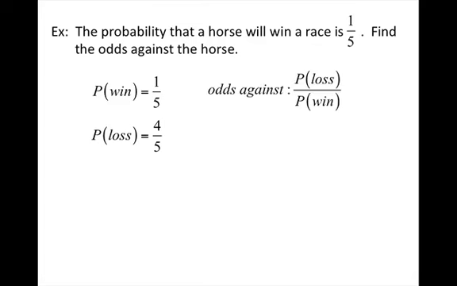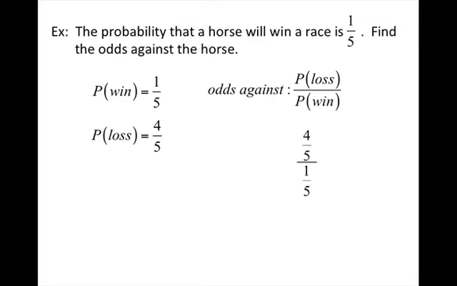Well, in the next example, the probability that a horse will win a race is 1/5. Find the odds against the horse. This time, since I'm asked for the odds against, I want to put the probability of a loss, or the probability against a horse, on the top of the fraction.